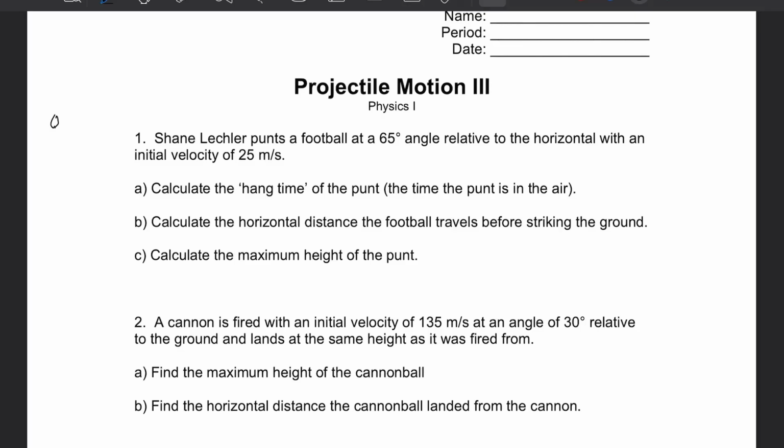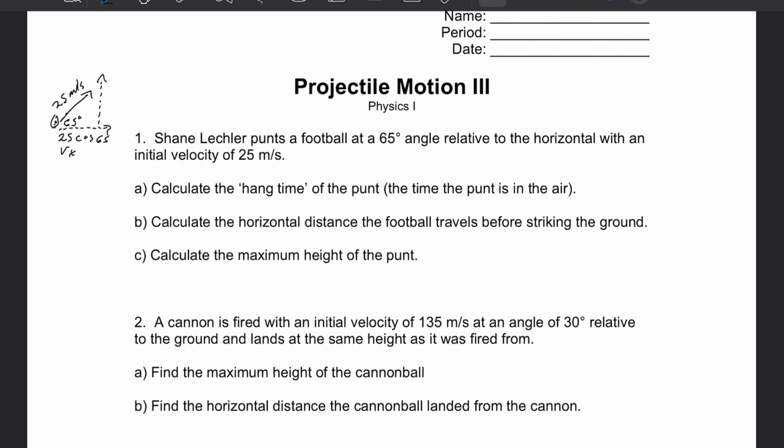Shane Lechler punts a football at a 65-degree angle relative to the horizontal with an initial velocity of 25 meters per second. So we're going to have to break that 25 meters per second into its components, the horizontal component Vx and the vertical component V0, the initial velocity. So we're going to go ahead and draw the picture. I've got the football. It's going up to the right at 25 meters per second, at a 65-degree angle from the horizontal. Make sure your calculator is in degree mode.